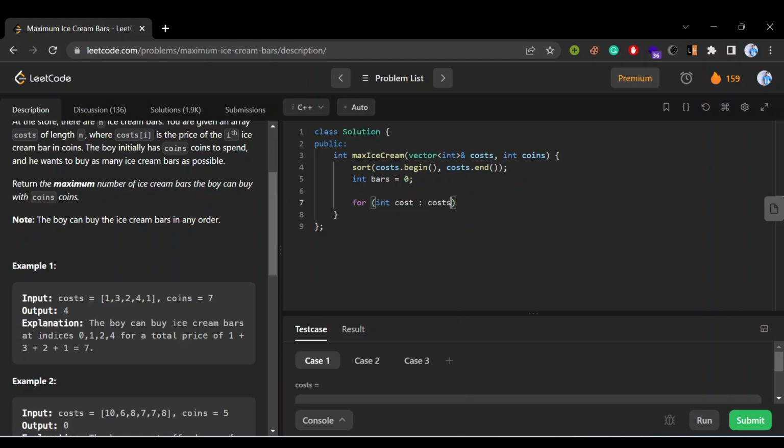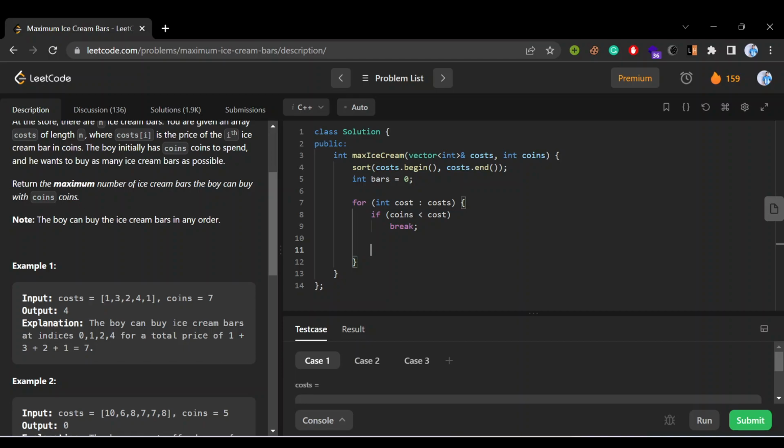cost from costs. Now if the coins that you have are less than the cost, then we will simply break. Why? Because all of the cost of the elements will be greater than that, so there's no point of checking all other ith ice creams when you have encountered an ice cream that is greater than the coins that you have.